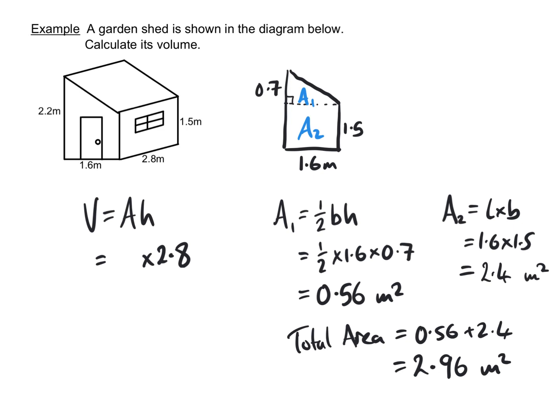From there, we now know the area of this constant cross section is 2.96, so that can go into this space here for the area of the constant cross section, so that goes 2.96 in there. And then all we've got to do is do this final calculation here on our calculator. So 2.96 times 2.8 gives us 8.29, and that is cubic meters. And that's just 2 decimal places there.